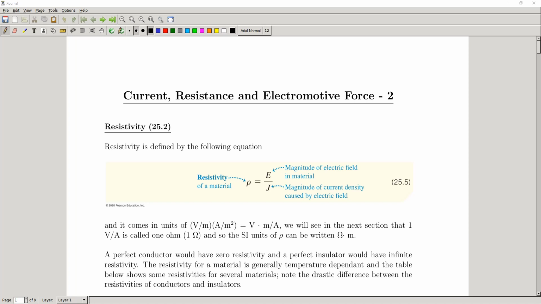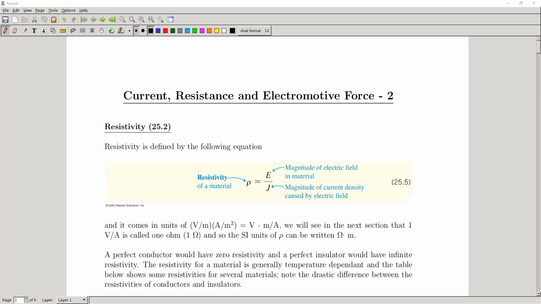It's going to come in units of volts per meter over amps per meter squared, so volt meters per amp. And we're going to see in the next section that volts per amp is a unit that we also give a special name to. Those are going to be ohms. So we can see that the SI units of our resistivity, rho, are ohm meters.